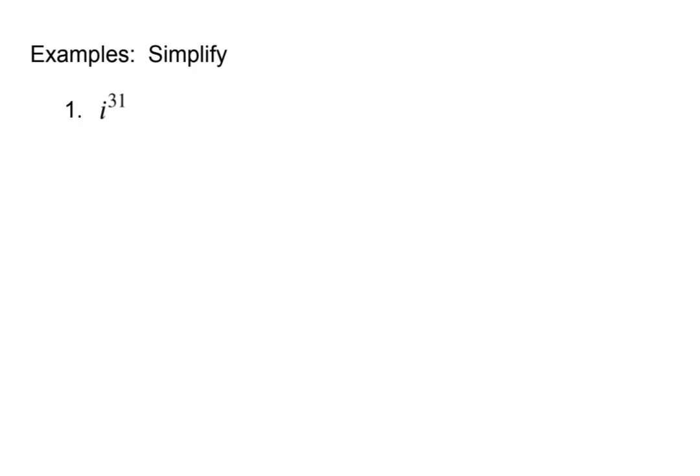So let's give this a try. We're asked to simplify i to the 31st power. The easiest way to do this is to use our knowledge of i to the fourth. i to the fourth power is 1. So anytime we can get to ones, that's a good deal because multiplying by 1 is pretty easy. So we're going to break this i to the 31st up into a whole bunch of i to the fourths. So let's see, how many of these do we need to get to 31?